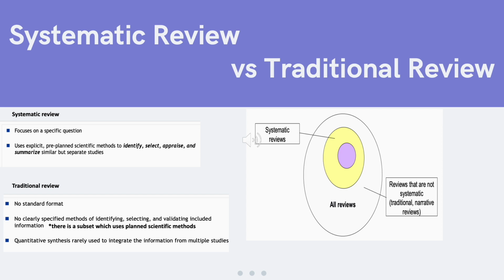Not all review articles are systematic reviews, and the reviews that are not systematic reviews are the traditional narrative reviews, which themselves are classified into several types. Only a subset of traditional reviews will use planned scientific methods to summarize information. Only a subset of systematic reviews will include meta-analysis, which is statistical methods that people can use to quantify and combine the results from several independent studies. Let's take a look at what a traditional narrative review is and how it is different from a systematic review.